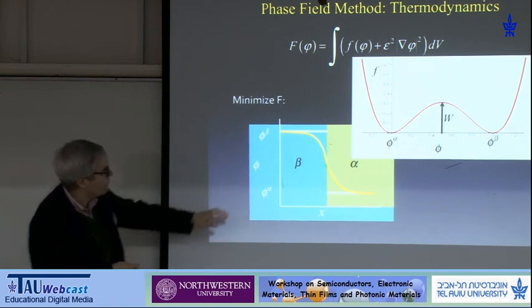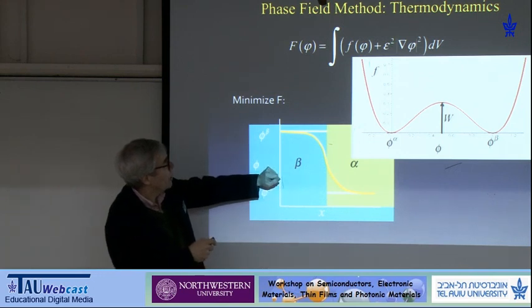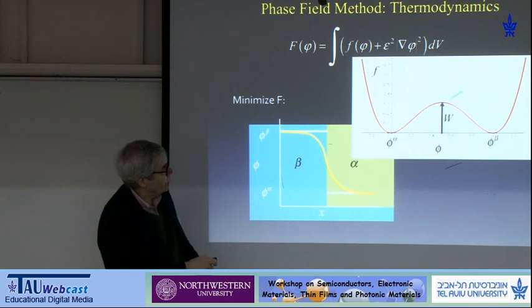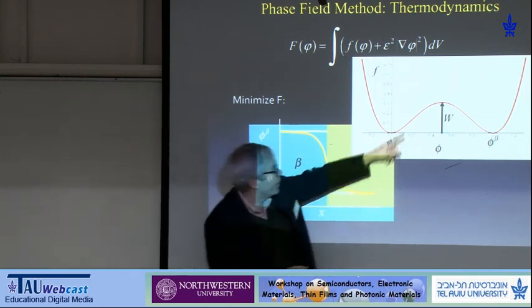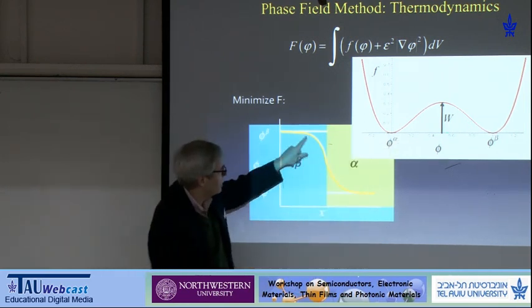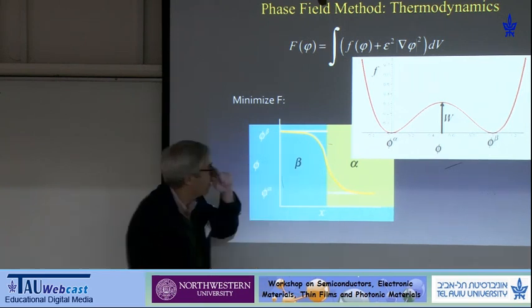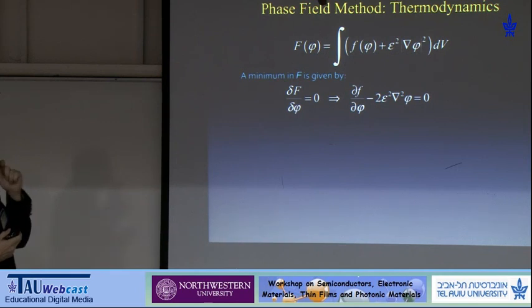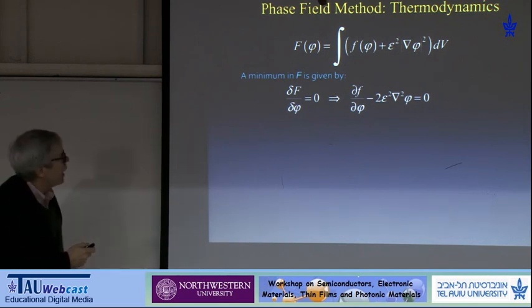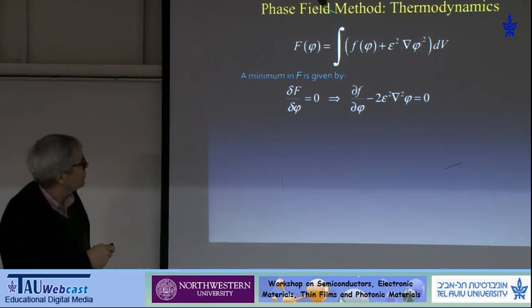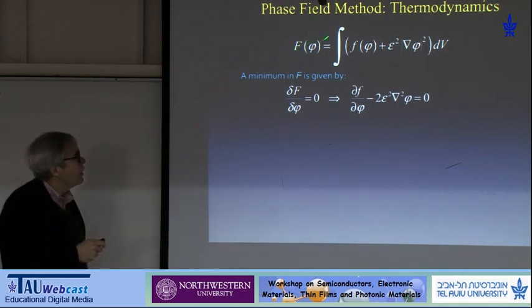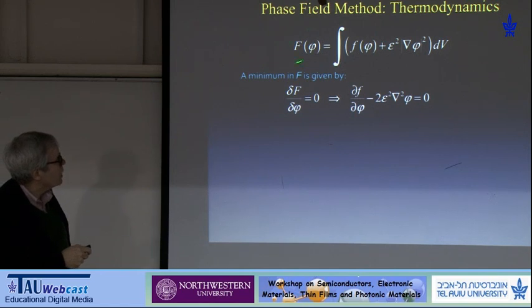So the properties of the interface are going to be related to the epsilon, which is related to the interaction distances, and it's going to be related to W, which is the height of the barrier between these two, because you actually sample that barrier as you go from one phase to another. And so the actual minimum in this energy here is a little different than what you normally would see in a standard calculus problem.